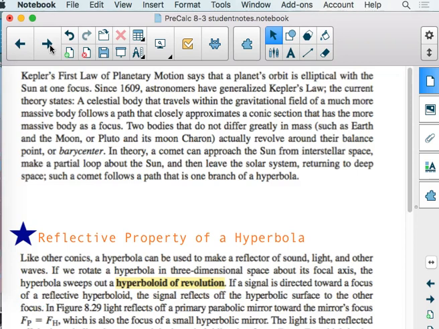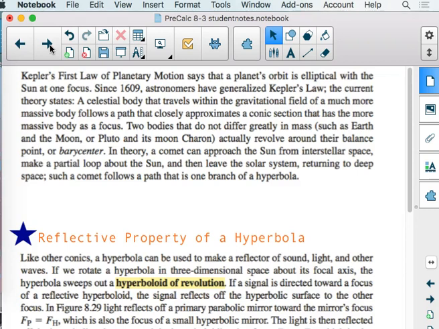The current theory states a celestial body that travels within the gravitational field of a much more massive body follows a path that closely approximates a conic section that has the more massive body as a focus. So that's the reason that the sun would be the focus. It's a much more massive body than the Earth is. And two bodies that do not differ greatly in mass, such as Earth and the Moon, or Pluto and its moon, Charon, actually revolve around their balance point or barycenter.